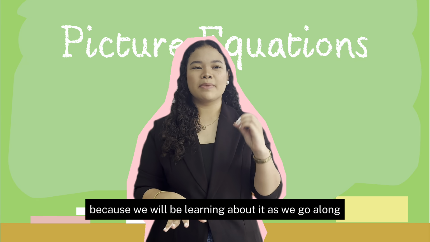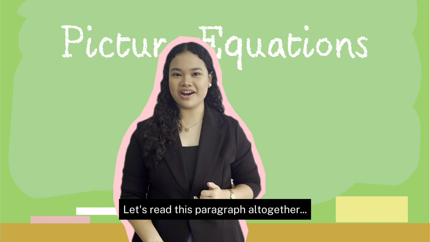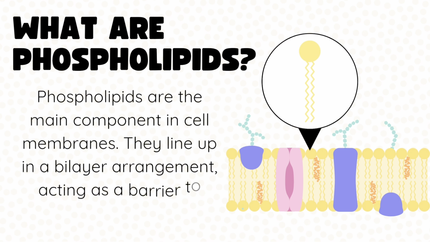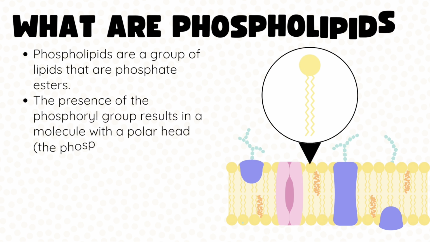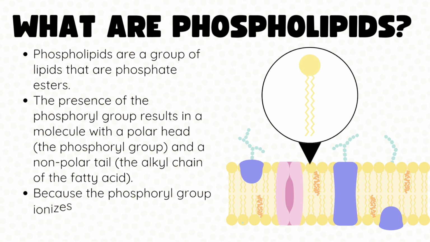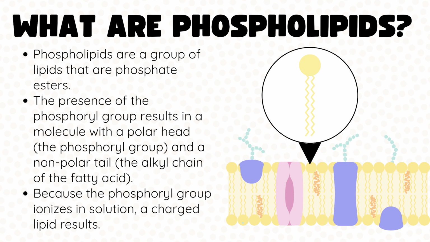for today. So without further ado, let's learn about phospholipids or phosphoacylglycerols. Let's read this paragraph all together. What are phospholipids? Phospholipids are the main component in cell membranes. They line up in a bilayer arrangement, acting as a barrier to water-soluble molecules. Phospholipids are a group of lipids that are phosphate esters. The presence of the phosphoryl group results in a molecule with a polar head, the phosphoryl group, and a non-polar tail, the alkyl chain of the fatty acid. Because the phosphoryl group ionizes in solution, a charged lipid results.